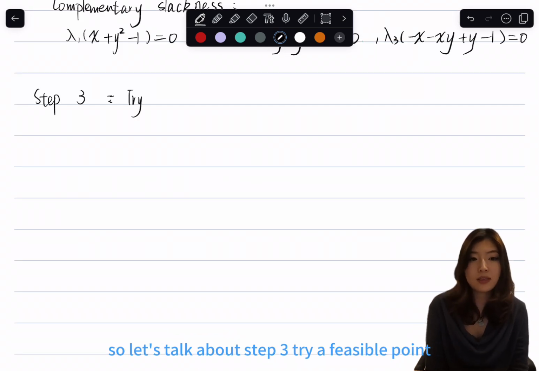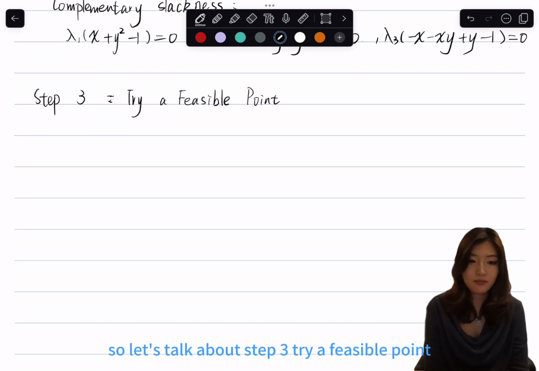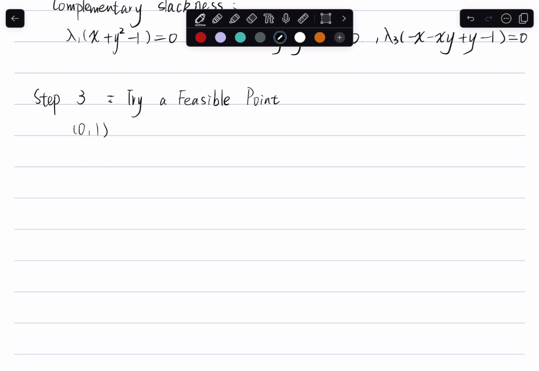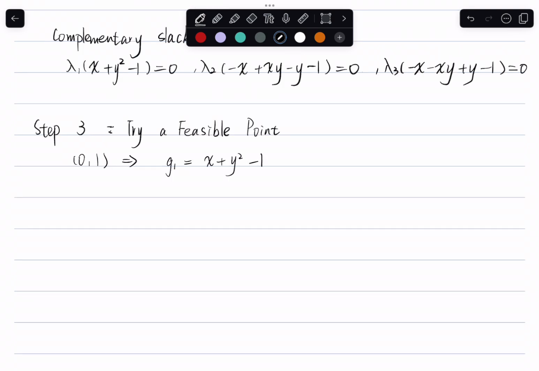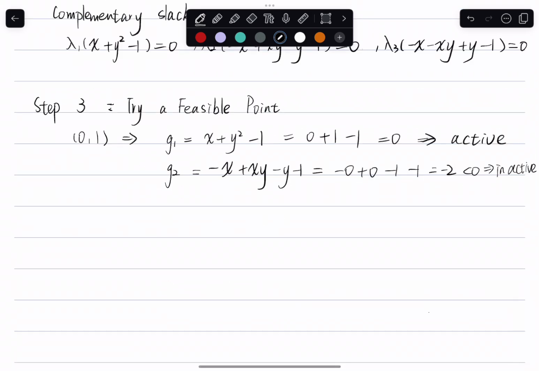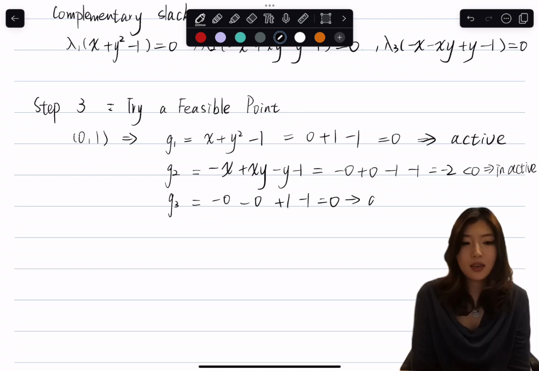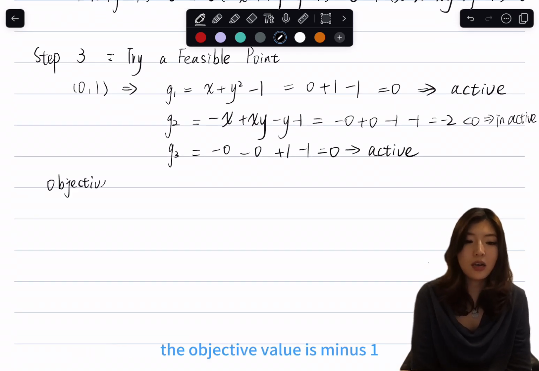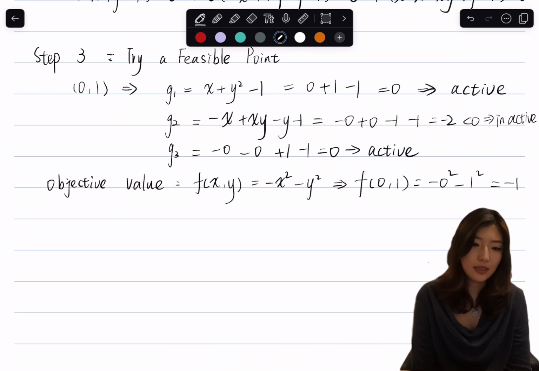So let's talk about step 3, try a feasible point. We test the point x equals 0, y equals 1. Constraint 1 and constraint 3 are binding at this point. The objective value is minus 1.